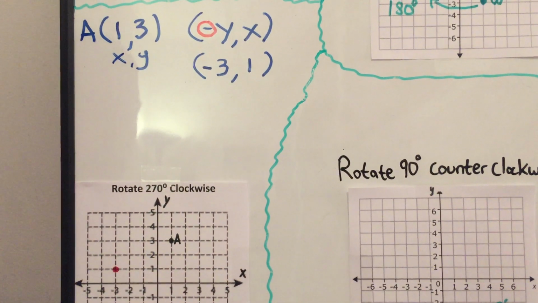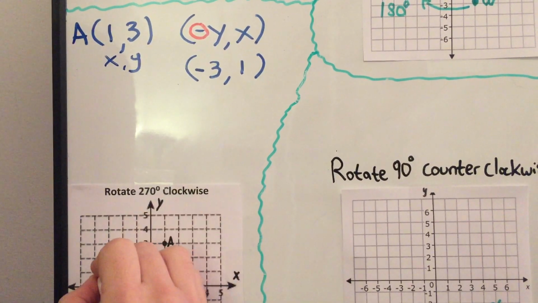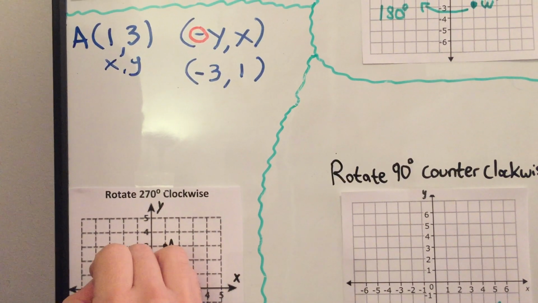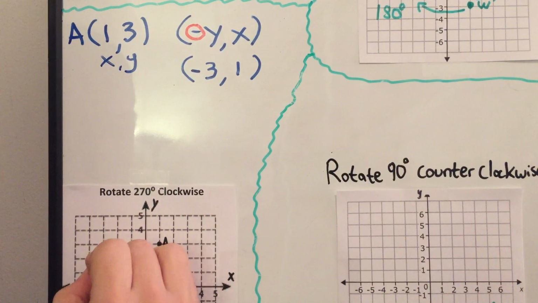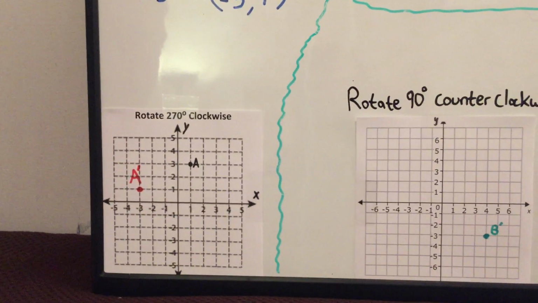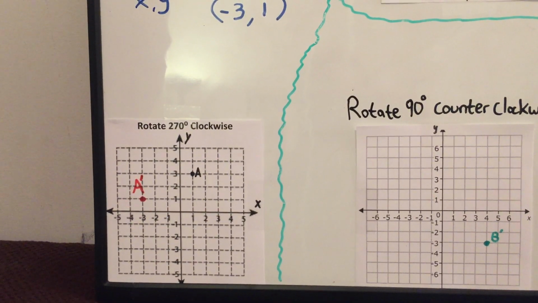Okay, I'm just double checking I graphed it correctly. And then that is going to be where we're going to rotate A. So I'm going to put A right here and then put A prime because it's not my pre-image, it is now my image. And that's it. That's how you would complete the first one right there.